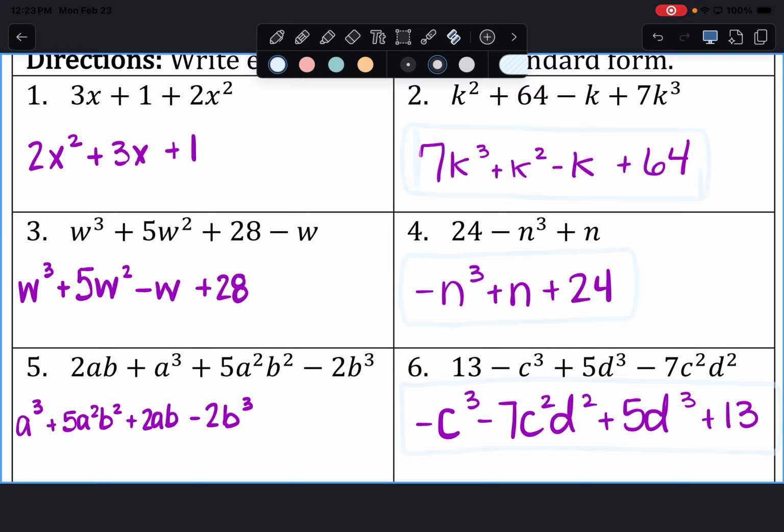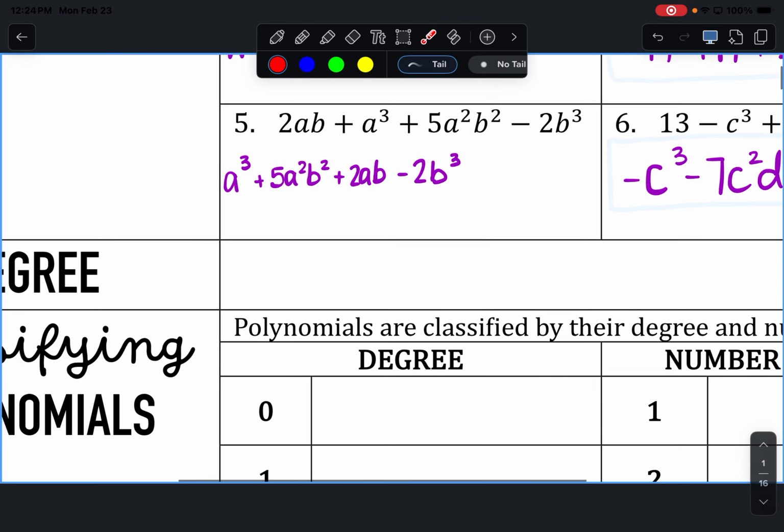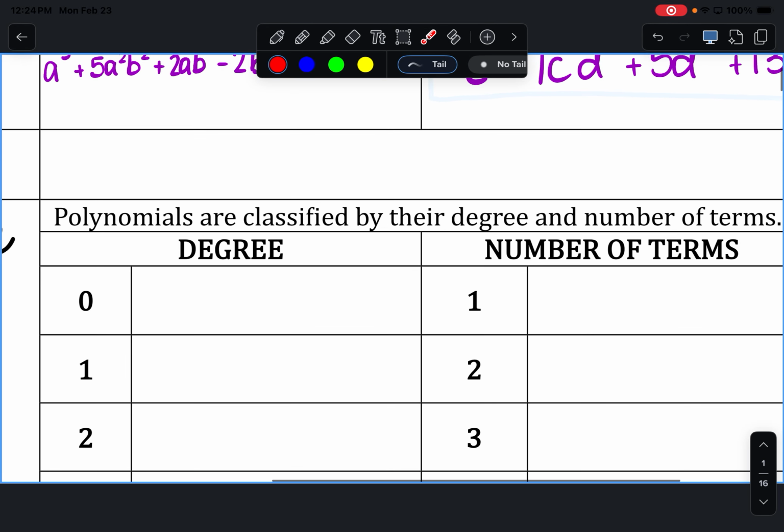Okay, now we're going to go ahead. We have been identifying the highest exponent when we did all of these, right? So what is the biggest exponent in question 1? 2. What is the biggest exponent in question 4? 3. What is the biggest exponent in question 2? 3. If you are able to identify the highest exponent, you are able to identify the degree of the polynomial. So the degree of the polynomial is simply whatever the highest exponent is. So right here, we're going to put highest exponent.